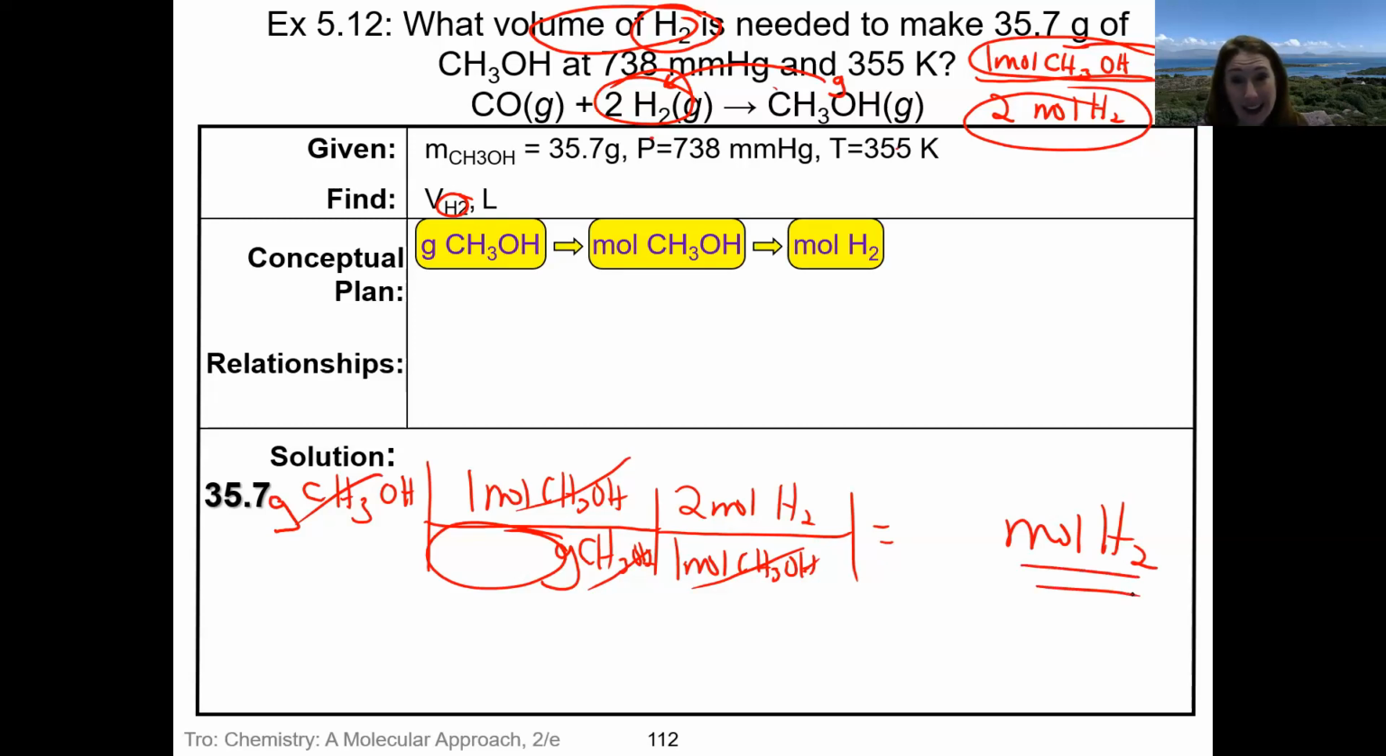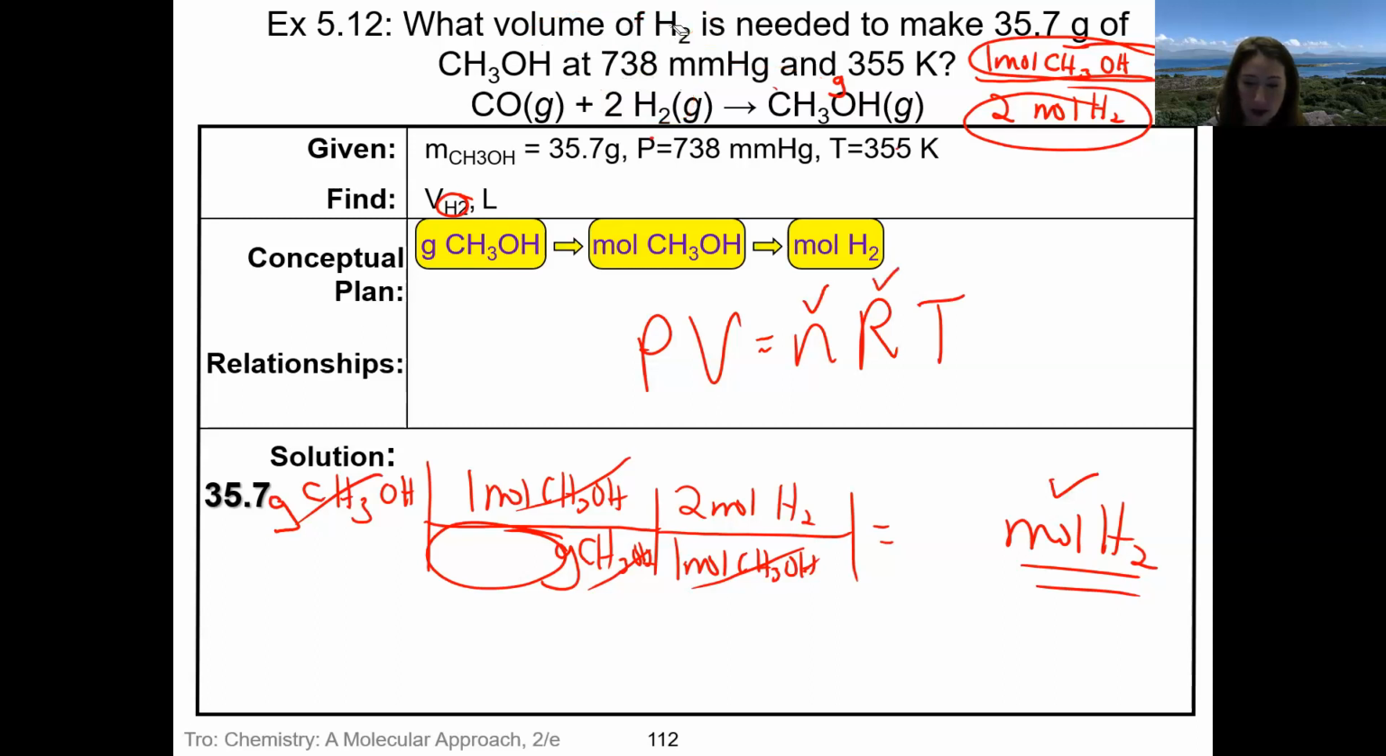Now I know this is the gas law chapter. And remember in the gas law chapter, PV equals nRT is our best friend. Okay, so now we have moles of hydrogen. We always have R. We have temperature. We have pressure. We need volume. Easy peasy. Now it's just a PV equals nRT problem.